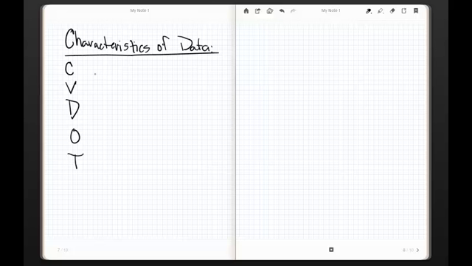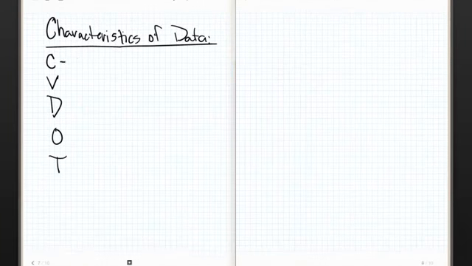I think most of us are familiar with histograms, bar graphs, things of that nature. But we're going to start looking at those things quite a bit differently, especially once we have the information. So the mnemonic that we're going to use is CVDOT or SVDOT. I don't know what that means, but let me show you what I'm talking about. So C stands for center.